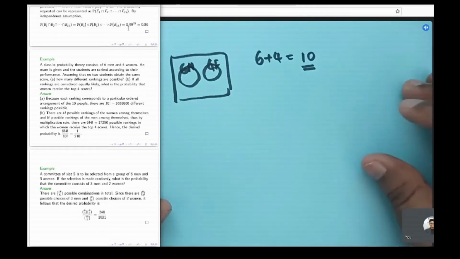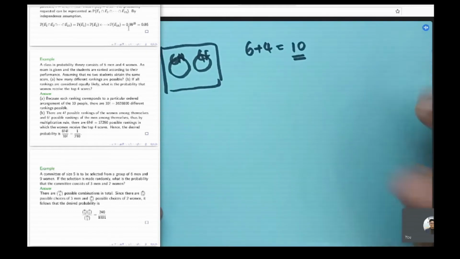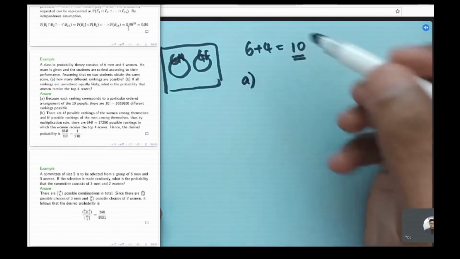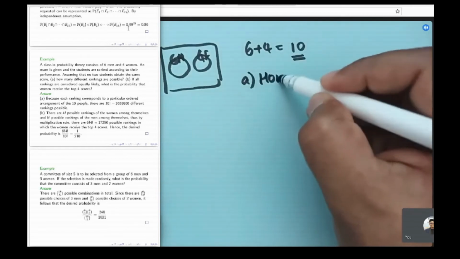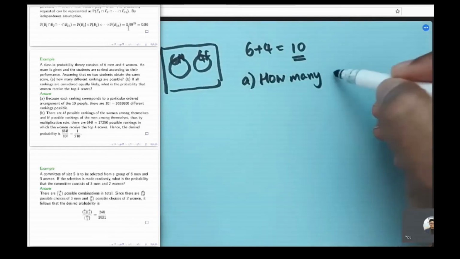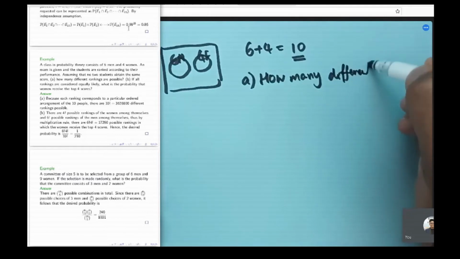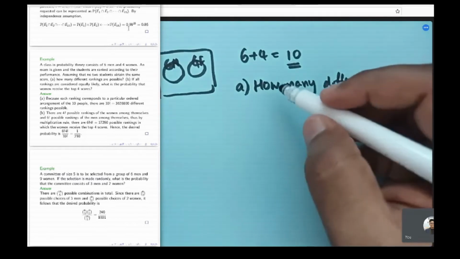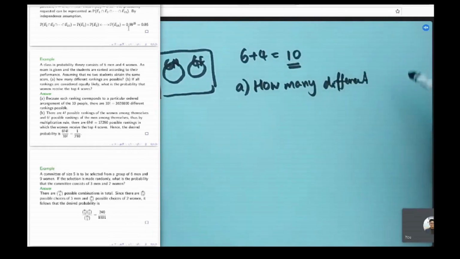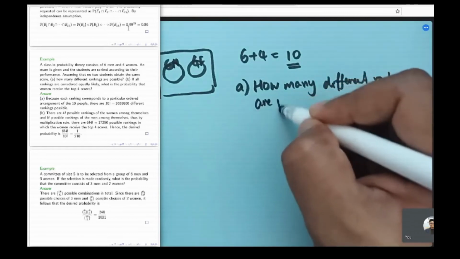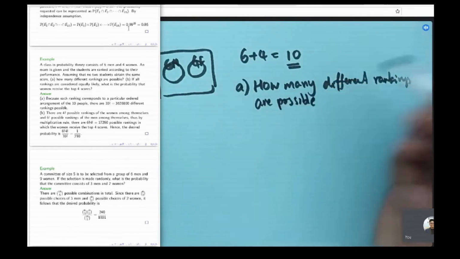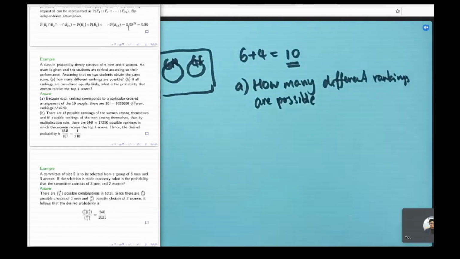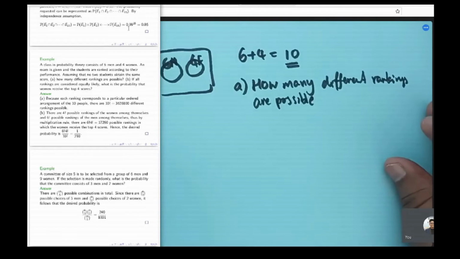So the first question is, how many different rankings are possible? So the first question: how many different rankings are possible? So if you think about it, you can see that there are 10 possible choices here.